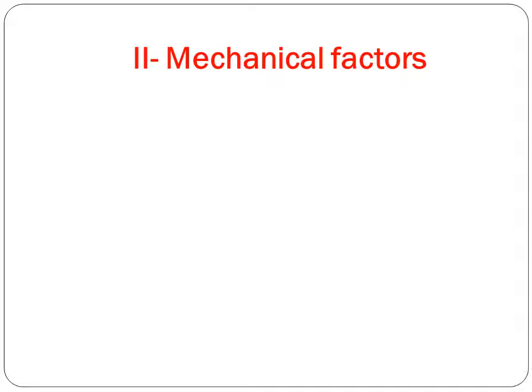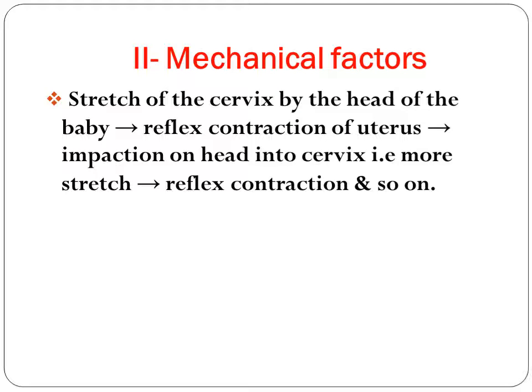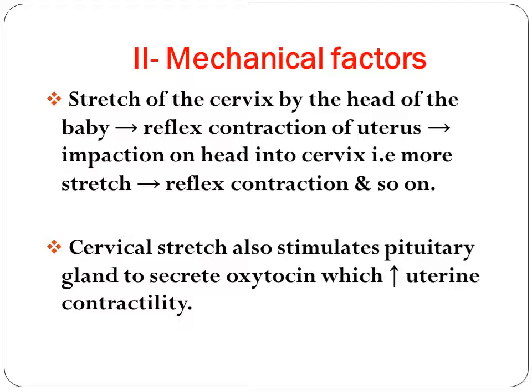Now we will talk about the mechanical factors involved in labor. When the cervix is stretched by the head of the baby, this usually leads to reflex contraction of the uterus. And this contraction of the uterus will lead to more impaction of the head onto the cervix, and so on. So more stretch will lead to reflex contraction, and so on. As we mentioned before, the stretch of the cervix will also stimulate the pituitary gland to secrete oxytocin, which will also increase the uterine contractility.